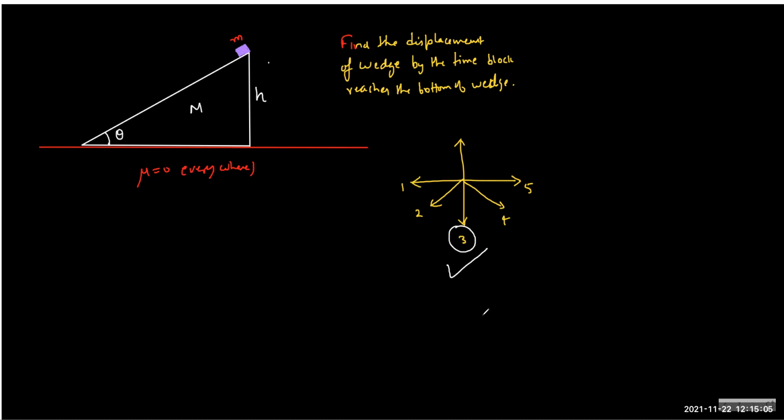The normal. Which normal? Between the block and wedge, or from the ground and wedge? The block and wedge, sir. Then again you made a big mistake. The block and wedge is a system, so that force is internal. The external forces for the system of block and wedge are the normal from the ground on the wedge, and mg downward. That's correct.